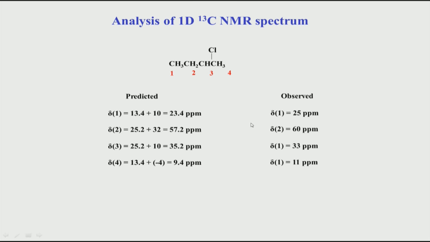Now, if you look at the observed values for those same carbons, you can see that they match very well. Again, remember, they are not exact; this is all empirical rules. When we talk about empirical rules, it means it can be approximately correct. So, this basically helps you to predict this.